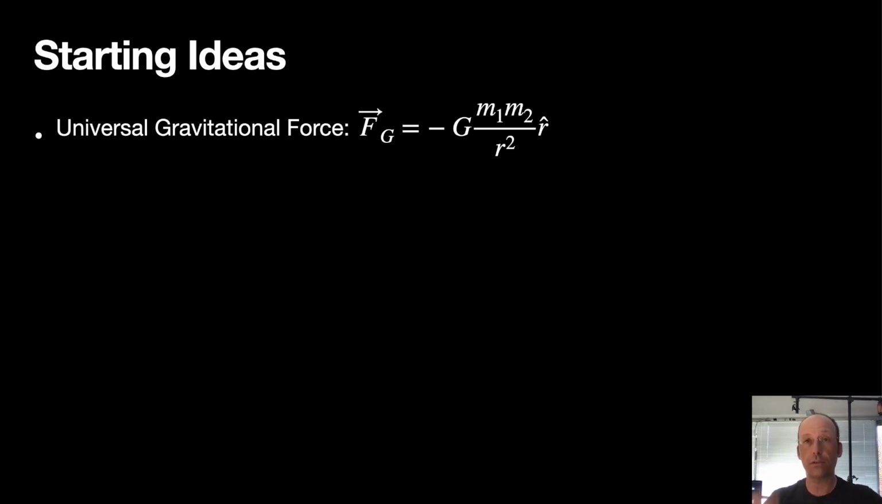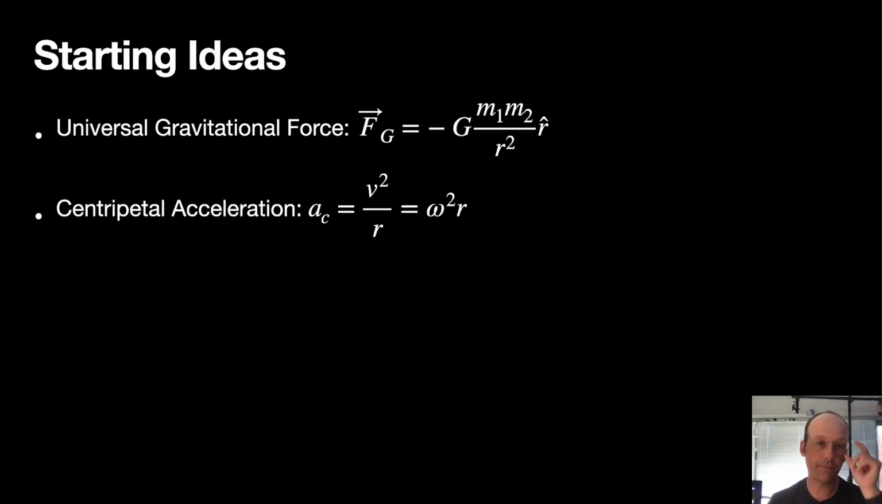Universal gravitational force. If I have two masses that are attracted to each other, I can calculate this as a force. It depends on the product of their masses. It depends on the distance between them, r. And then I need that unit vector in there to make it an actual vector force. I'm going to show you how to do that.